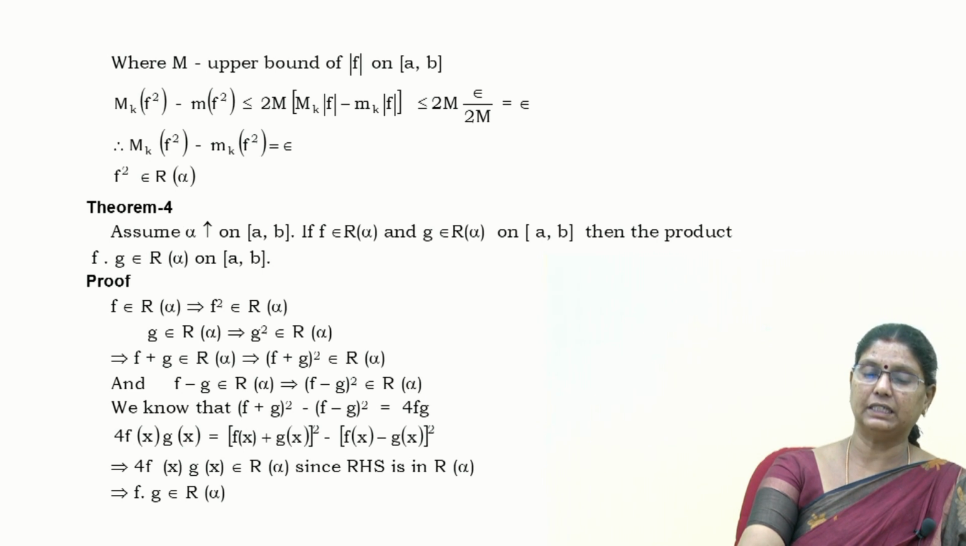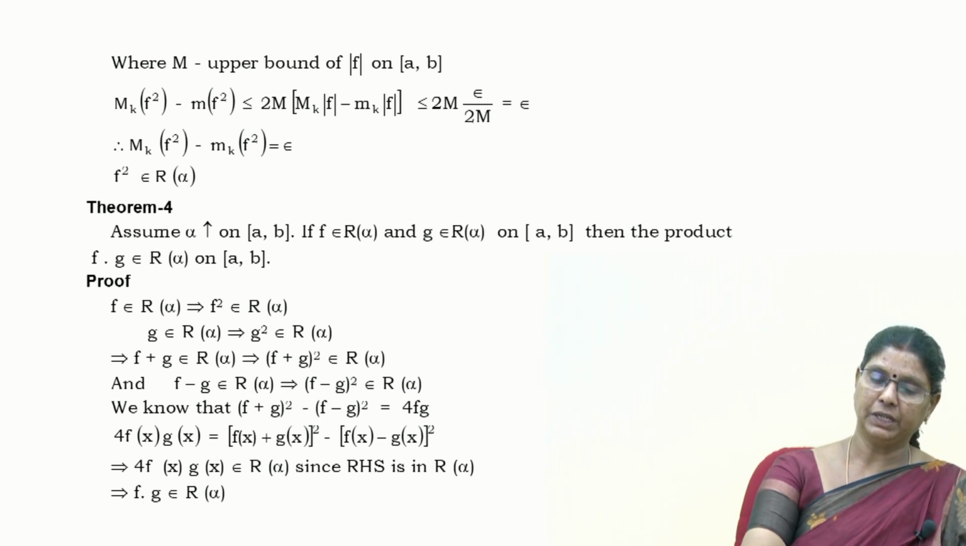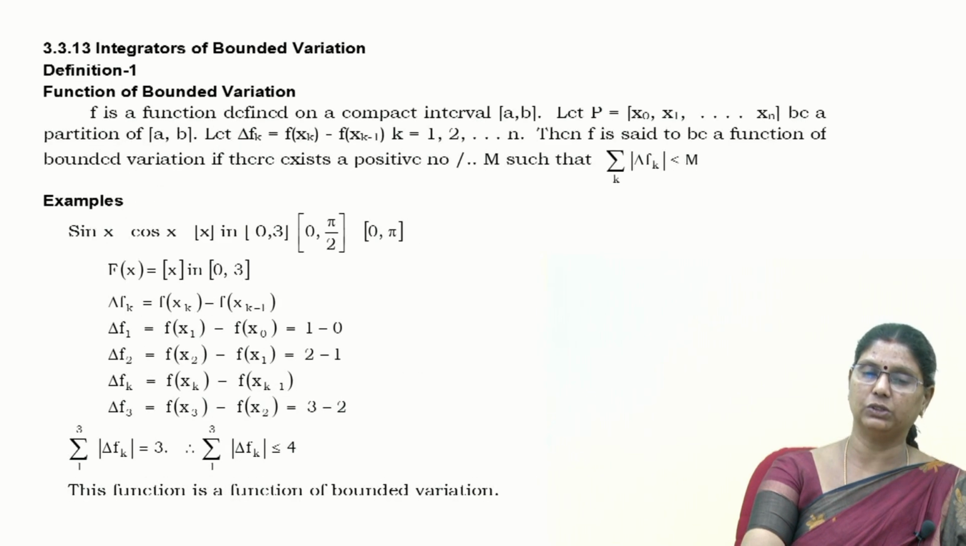Theorem 4 states that alpha is increasing on the closed interval [a, b]. If f belongs to R of alpha and g belongs to R of alpha on [a, b], then the product f·g also belongs to R of alpha. In the previous theorem we showed that f squared belongs to R of alpha. So, instead of f·f, here we have f·g, and thus f·g also belongs to R of alpha.